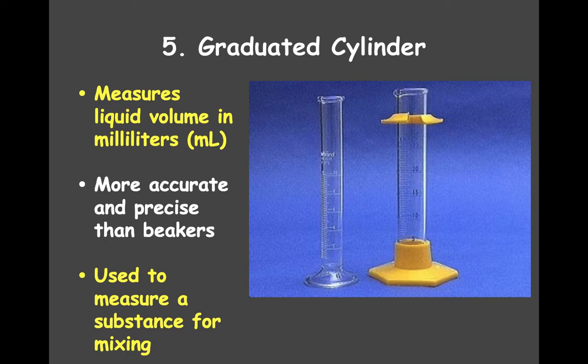The next piece of equipment is a graduated cylinder. A graduated cylinder is going to measure liquid volume in milliliters. This can help you give a much more accurate and precise measuring than beakers. Graduated cylinders have a lot more numbers and lines on it to get you much more accurate. You can use this to measure a substance for mixing. The little plastic mark at the top is simply in case the graduated cylinder were to fall, it would catch the glass and not break the glass.